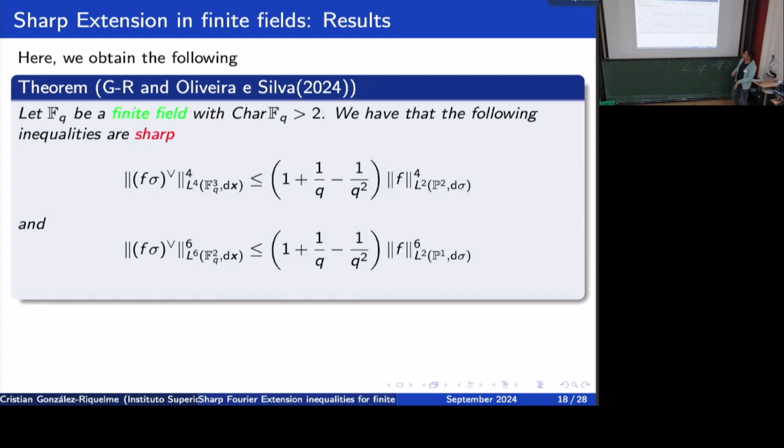Among our results, we managed to establish what I told you before about the Euclidean case, for the parabola and the paraboloid. We managed to get the Hausdorff inequalities in this case. These two inequalities are maximized by constants, and they are the translation of the Euclidean case to the finite field case. And we were very happy to get this kind of result.